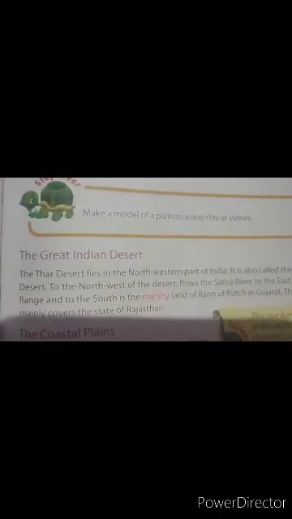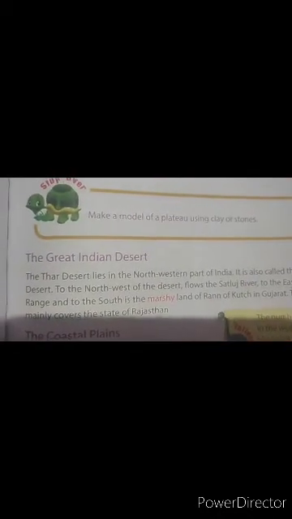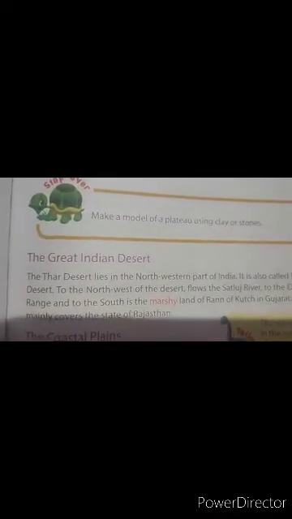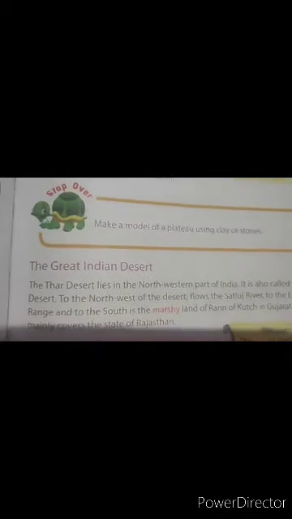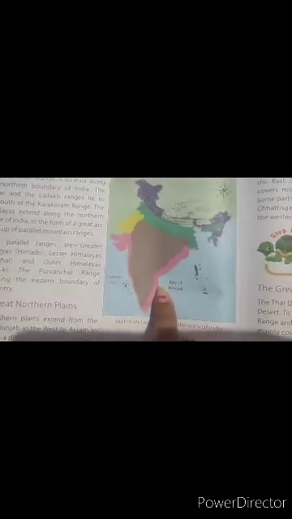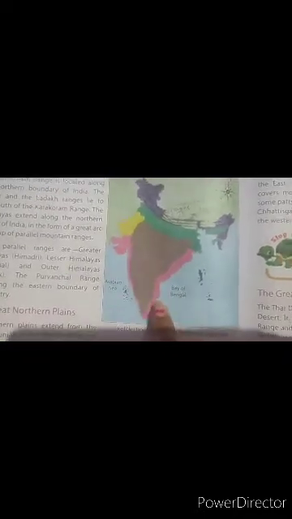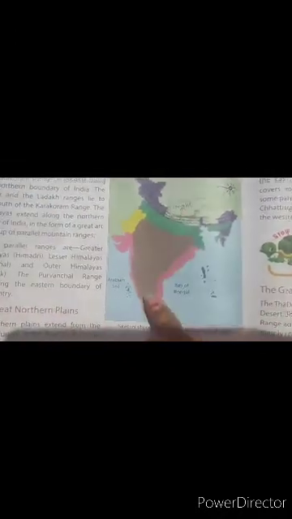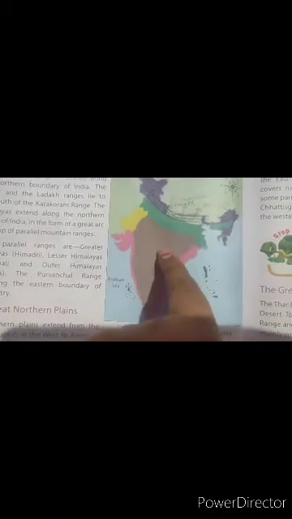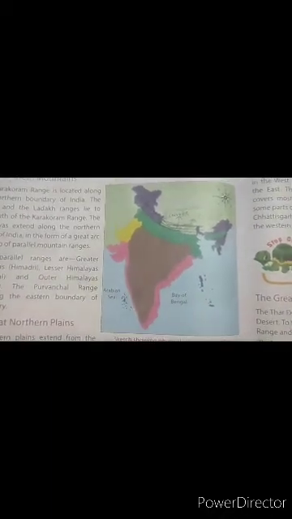Students, today we are discussing up to here only. Kindly read this chapter once again on your own. And your homework is you have to make this physical map in your copy and color the physical features of India, which are divided into 6 broad divisions.